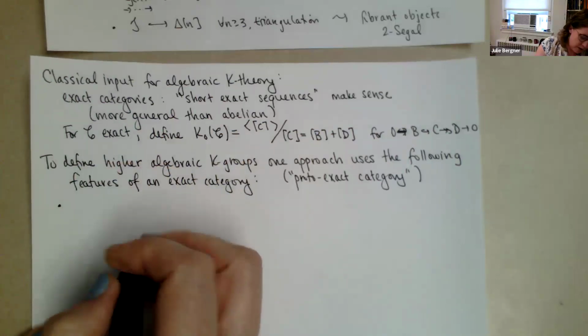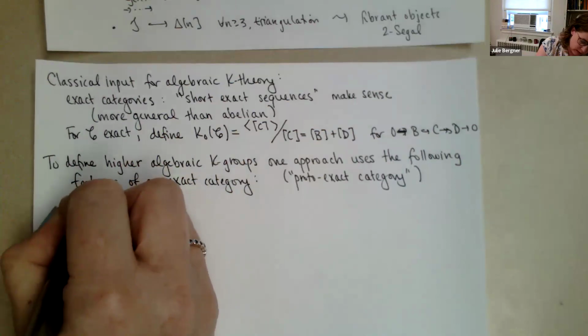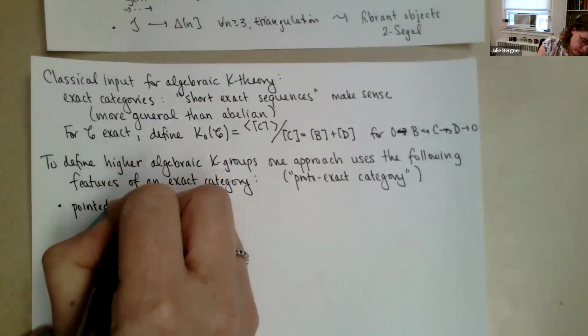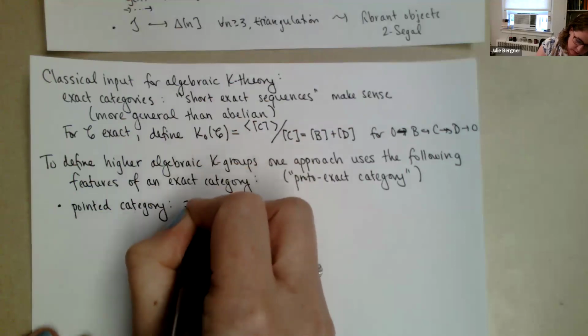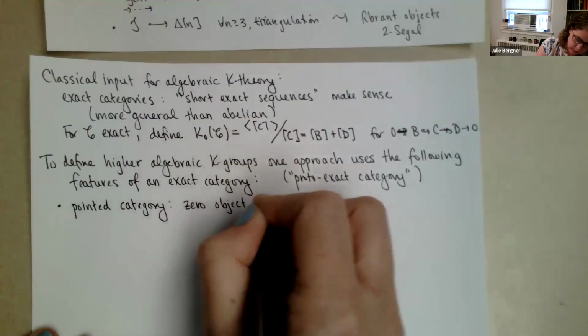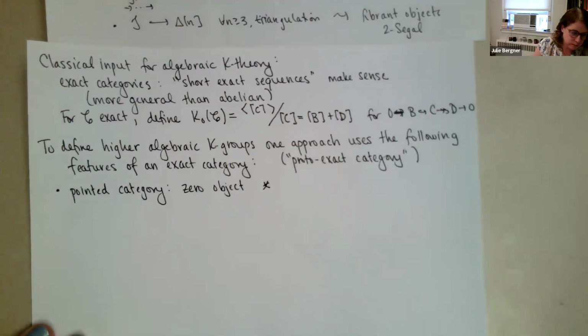Okay, so the first thing I want is that this be a pointed category, which just means that it has a 0 object that I will denote by a star.